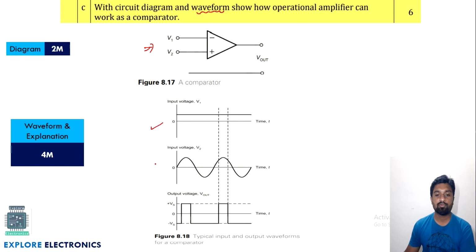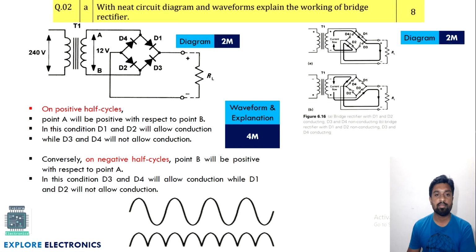So this is an input voltage V2. These two are going to be compared and output will be generated like this. How this comparator is going to behave, that you are going to write in the explanation. So here the marks are split as 2 plus 4. Totally it is 6. Then the next question is on bridge rectifier.